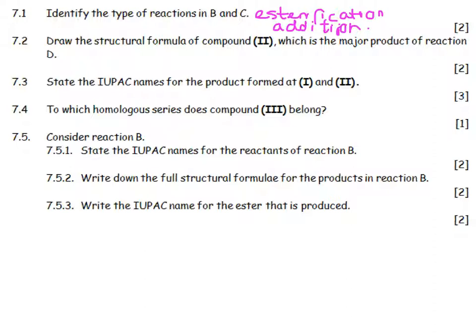Draw the structural formula for compound 2, which is the major product of reaction D. Reaction D, remember, formed an alcohol. So if I have to draw that out, I'm going to go, it had 5 carbons to start with. And then I'm going to get the alcohol group on the end where the double bond was.